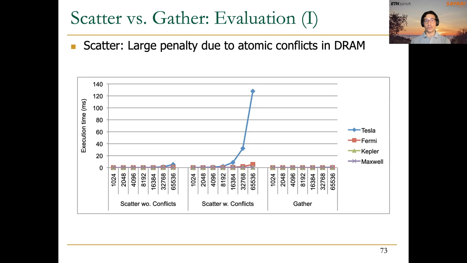And we ran these experiments on the Tesla, Fermi, Kepler, and Maxwell generations, and we see some very interesting results here. In the case of the Tesla, the oldest GPU architecture, because there is no L2 cache and the execution of atomic operations happens in DRAM, when the conflicts start increasing, the execution time also increases dramatically.